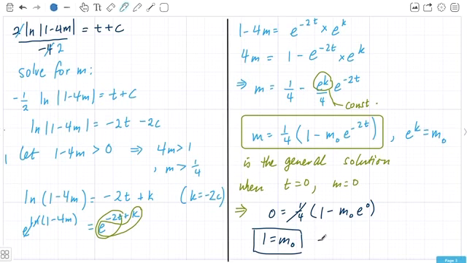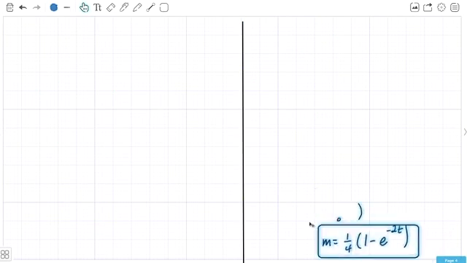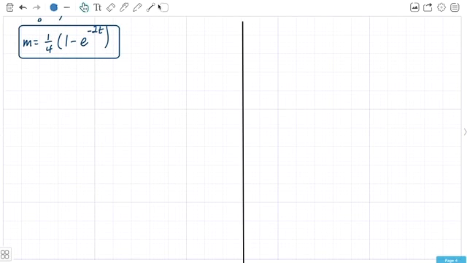So that means that our particular solution is m equals 1 quarter of 1 take away e to the negative 2t. You don't really need to write the 1 in front of the e to the negative 2t. So that's our particular solution. And I'm just going to copy that over onto the next page, because that's the one that we can actually work with. And I'll write underneath, or next to that, that this is our particular solution.